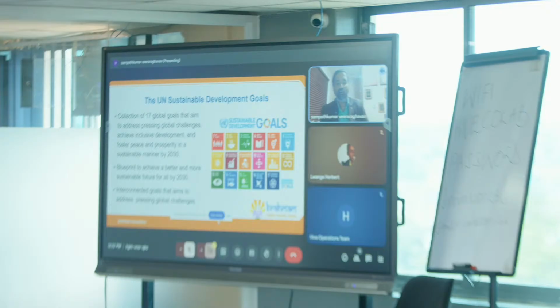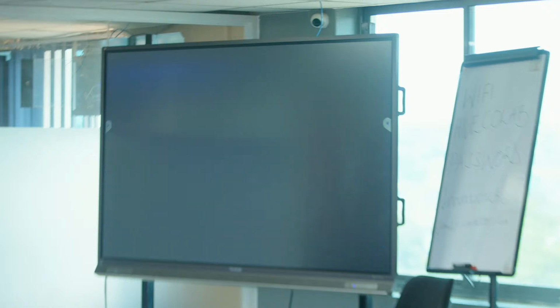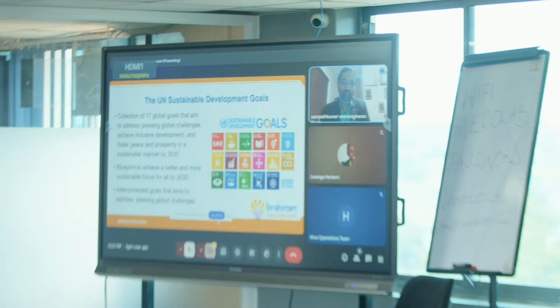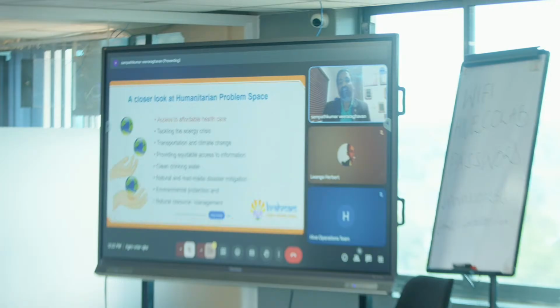And then all these different goals are interconnected. For example, if you can eliminate poverty, hunger is also going to come down. So in a way, it's all interconnected. And the idea is to achieve them by 2030. And as I was telling you earlier, these are some larger global challenges, whether access to affordable healthcare or tackling the energy crisis, or even providing equitable access to information and clean water. All these are common problems. It's not only applicable to one country, but several countries, right?